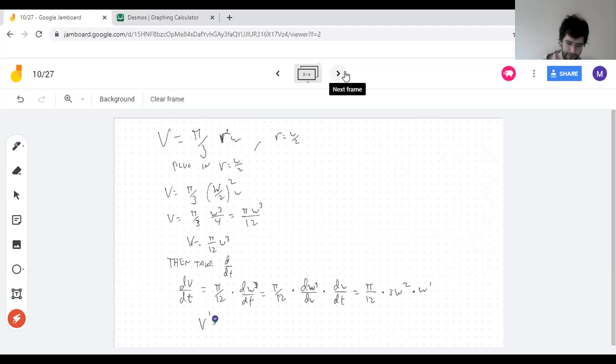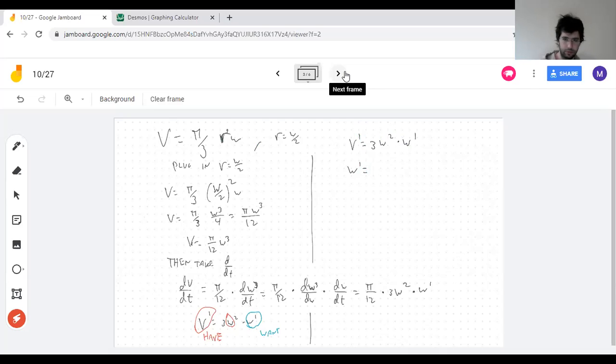So now I know the derivative of v. I know w at a particular moment that I care about, and I want w prime. So I'm in good shape. V prime equals 3w squared times w prime. I want to solve for the thing.